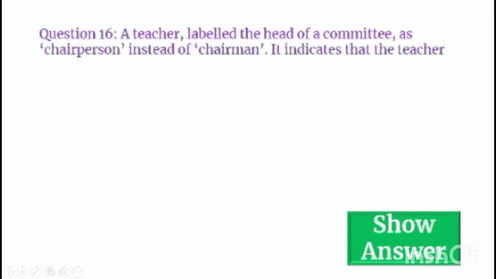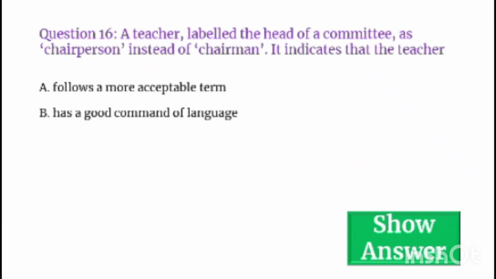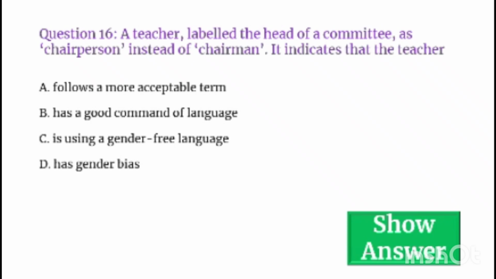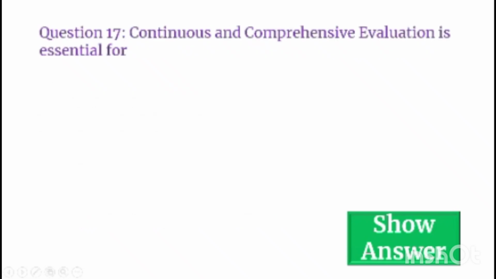The next question on your screen. A teacher labeled the head of a committee as chairperson instead of chairman. It indicates that the teacher: A, follows a more acceptable term. B, has a good command of language. C, is using a gender-free language. D, has a gender bias. So what would be the answer? You can see. Yes, C, is using gender-free language.